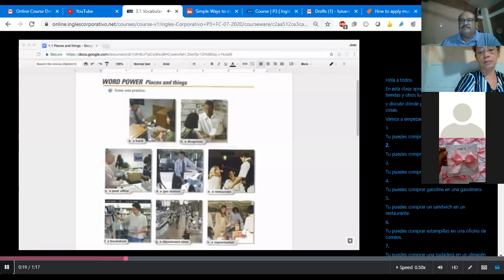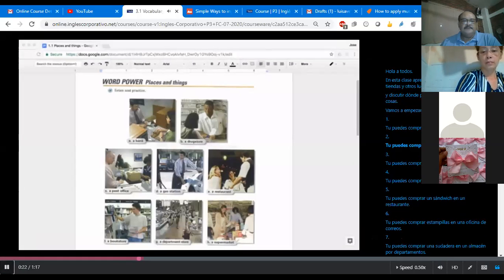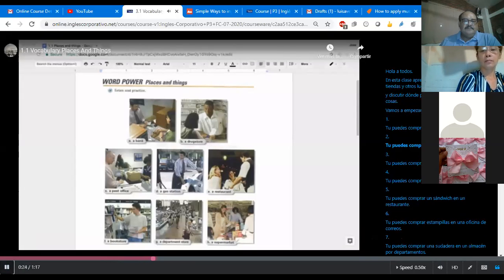Two, you can buy bread at a supermarket. Okay, at the supermarket we can now buy almost everything, right? Bread, meat, chicken, sodas, snacks, anything you can imagine.